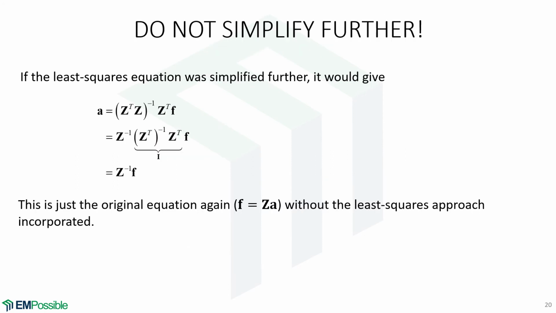So we had this expression, and here's just sort of a warning. We don't want to simplify this further. This actually is how we solve it numerically. And so what happens if we were to simplify this? Well, first thing we might do is distribute the inverse into what's inside the parentheses. Now we have a Z transpose inverse times a Z transpose. That will give us the identity matrix, and we're just left with Z inverse times F. So all of the least squares stuff we've just done has vanished. So we actually have to solve it this way.